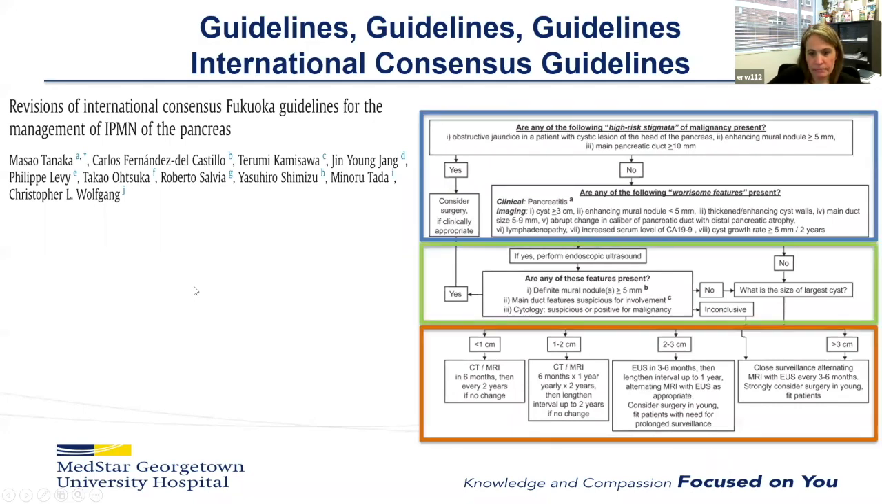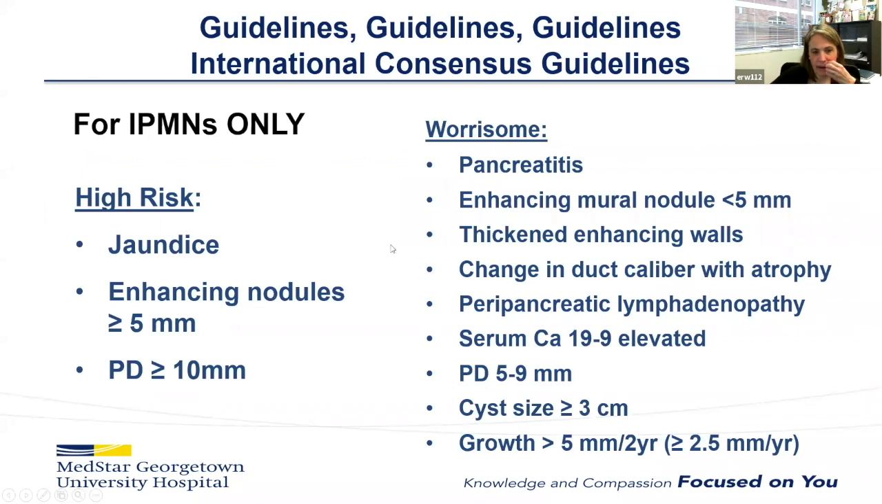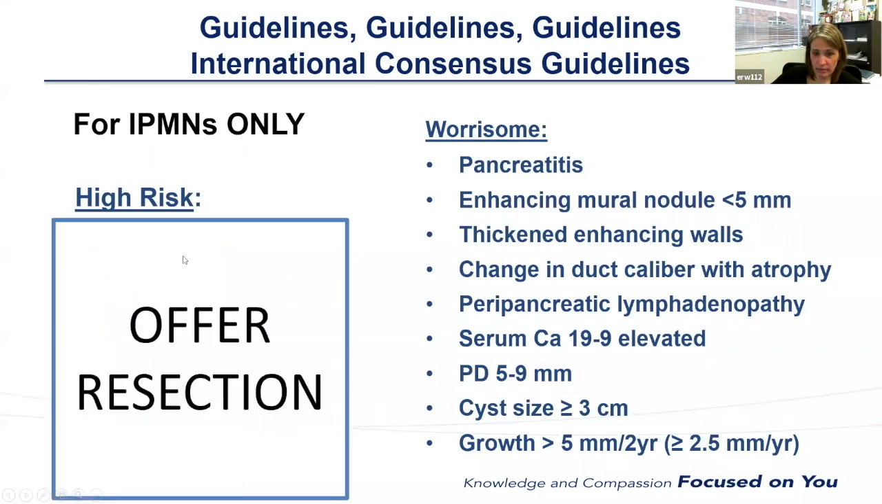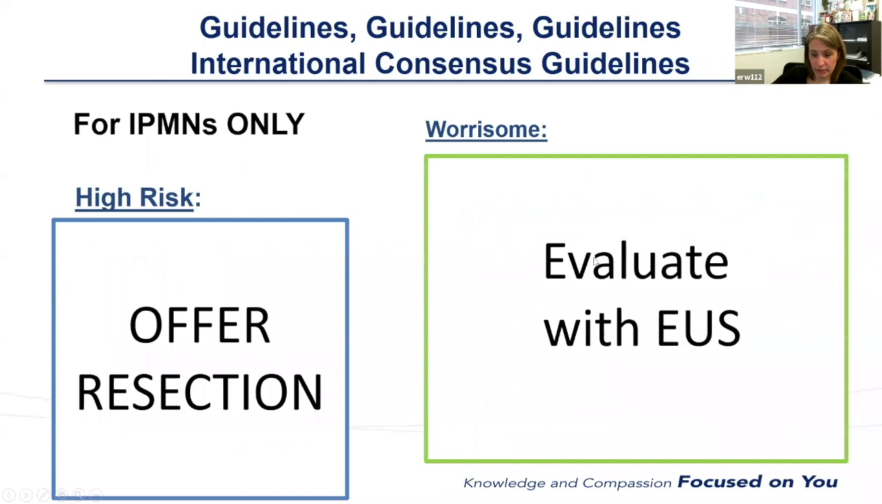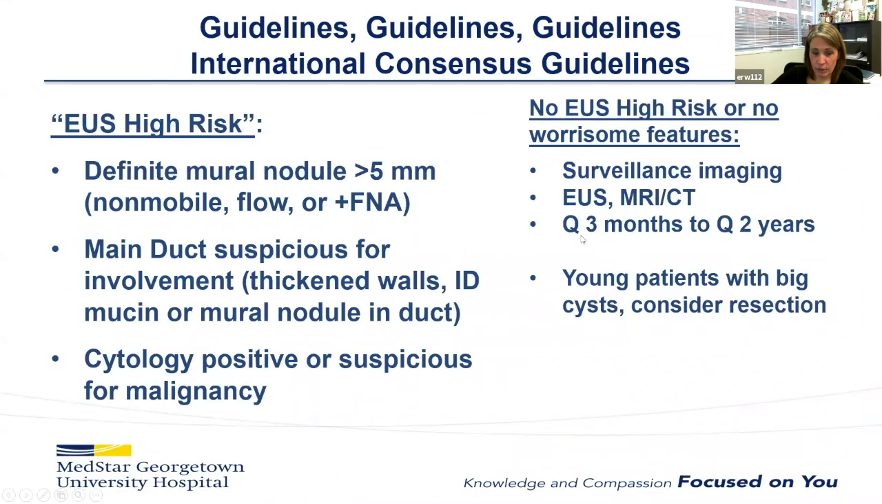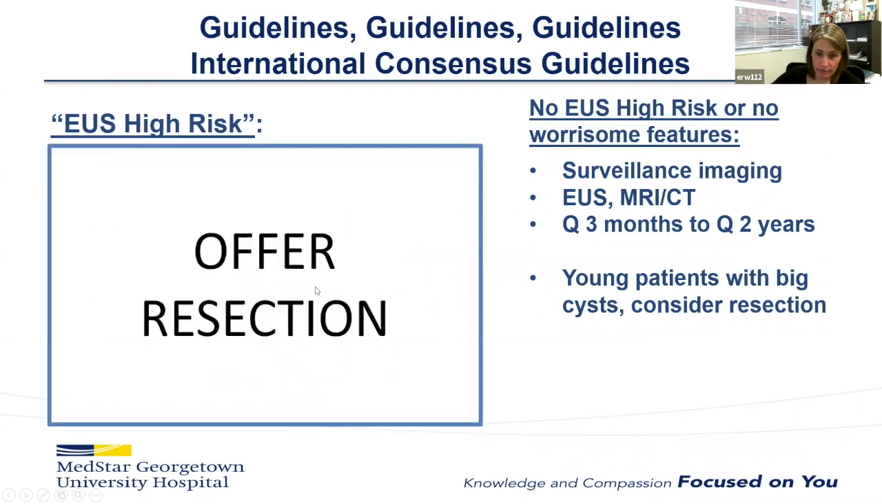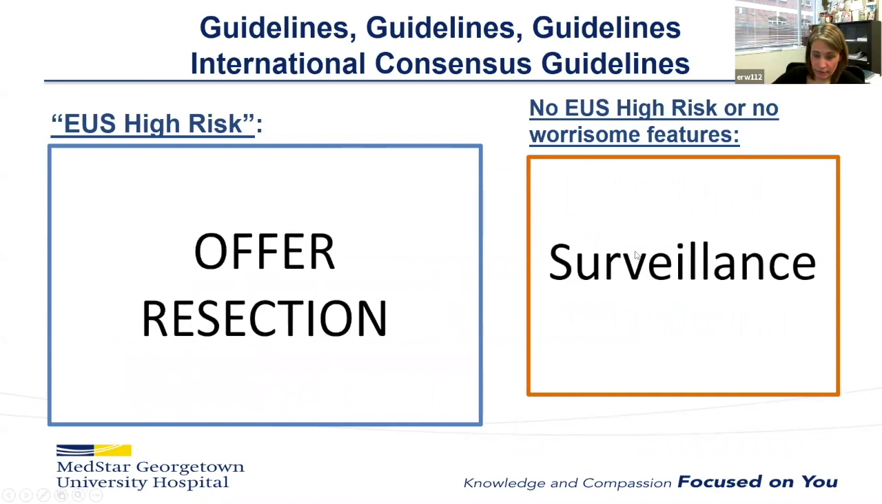Okay, so the bottom line on this, just to think about the ICG in 2 big categories. This is really only for IPMNs. For high-risk patients, you offer resection. For worrisome features, you essentially evaluate with EUS. Then once you get to EUS, you have these EUS high-risk features. If you have one of them, you offer resection, and if you don't, you offer surveillance.